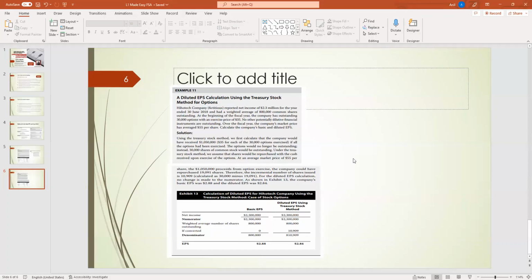So the incremental number of shares issued is 30,000 minus 19,091, so 10,909. That will be added to the weighted average number of shares. So you see in the basic EPS, there is no change, but in the diluted EPS, net income of 2.3 million and options, so 800,000 shares plus 10,909, about 810,000. So the EPS is coming to 2.84. Okay, this is how we need to do it for option exercise using the treasury stock method.